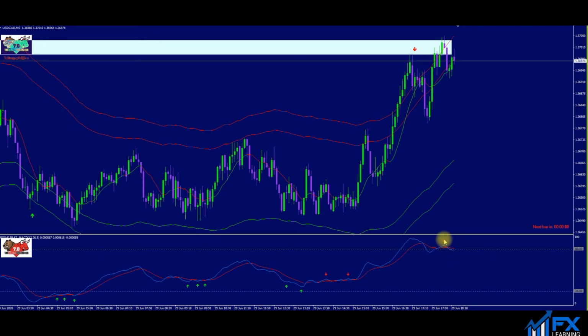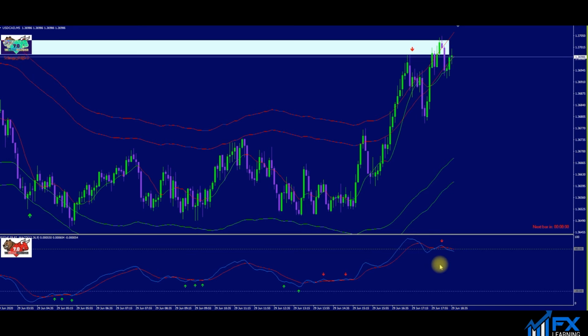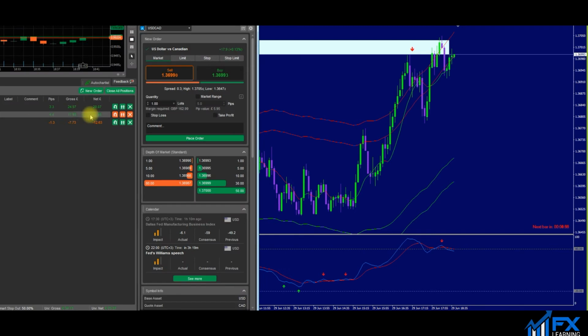The interesting part about this is what I found: when you get divergences around the overbought and oversold levels, there can be confirmation that price is likely to reverse. As you can see here, we are struggling to go any higher at this resistance area, and price is fluctuating at the minute. So 3 trades at the minute: USDCAD for a sell, GBPUSD for a buy, and USDJPY for a sell. I'll update you very soon on these trades.